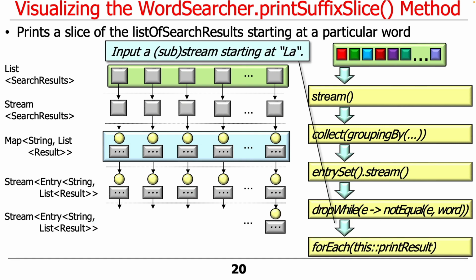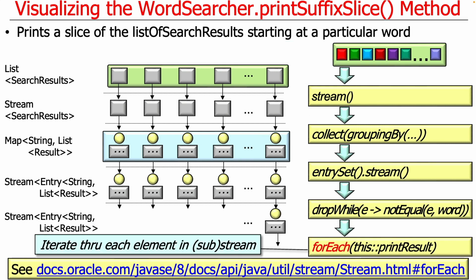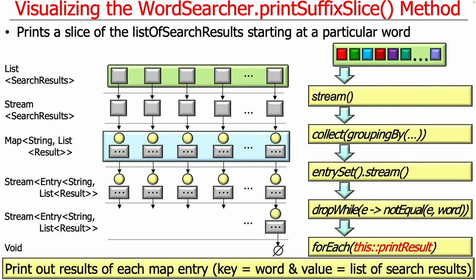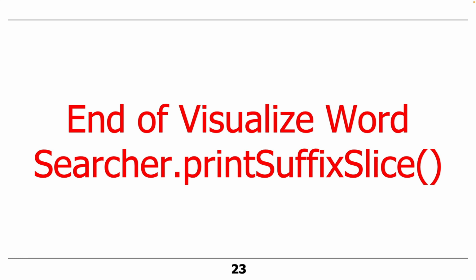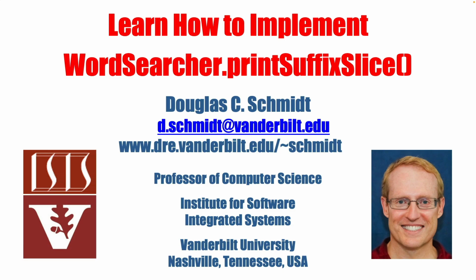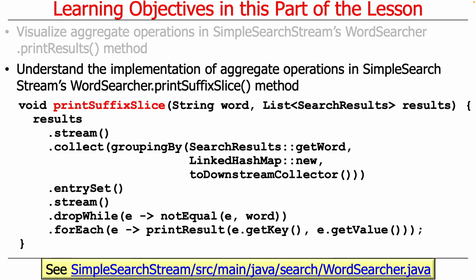And the last thing we do here is print out all the results, much like we did before. And notice in this particular case, we're going to be using the stream forEach, not the map forEach. So this is forEach on the stream, not on map. So that's the end of the visualization. The last piece of the puzzle here is how do we actually implement all this stuff? And we'll take a look and see how it works with Java.